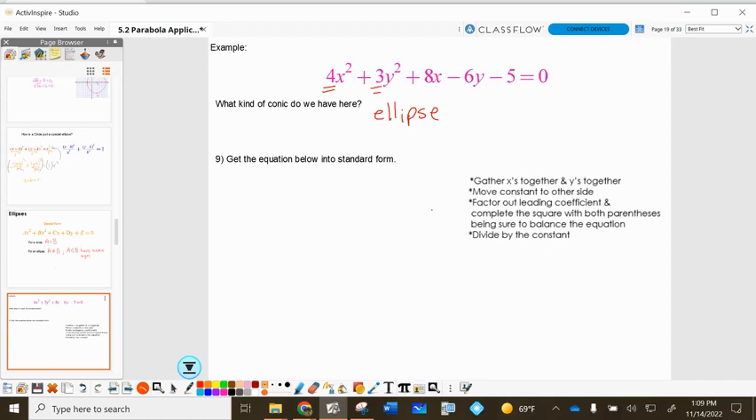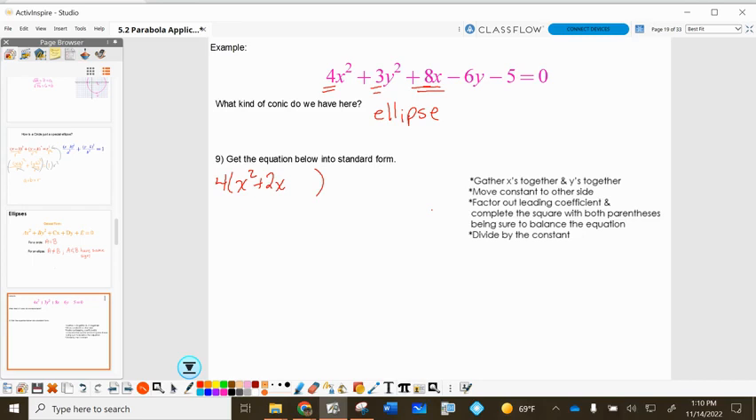I've got some little bullets here to help you. We're basically going to do like we did last time, as far as I'm going to group the squared terms, but I need to factor out that leading coefficient. So that's going to be a 4 out on the x squared. Now I have 8x. If I factor a 4 out of that, that's going to be plus 2x. And leave room because we're going to complete that square.